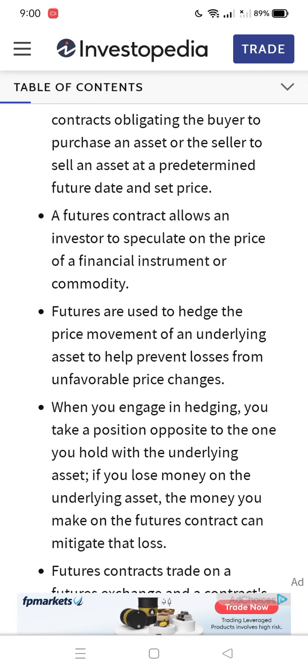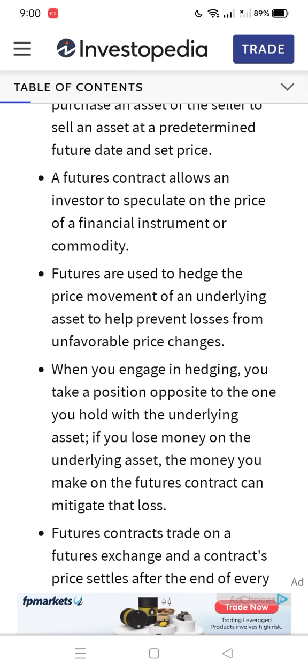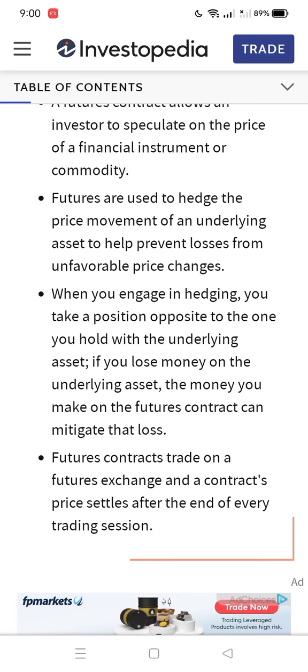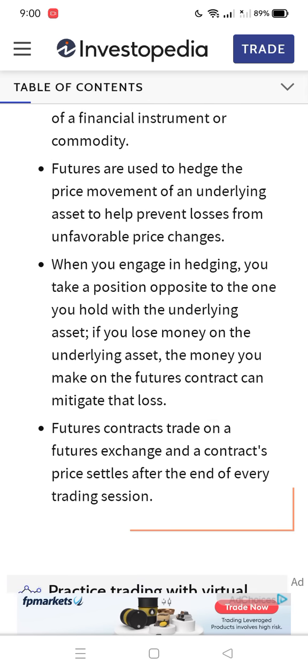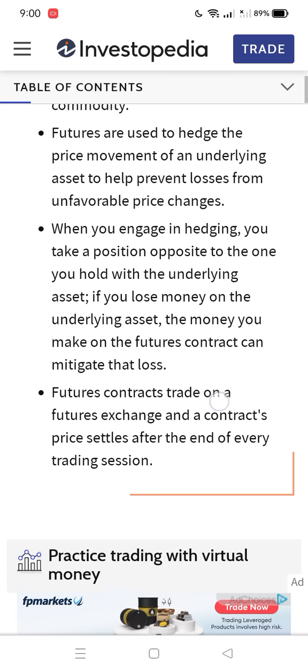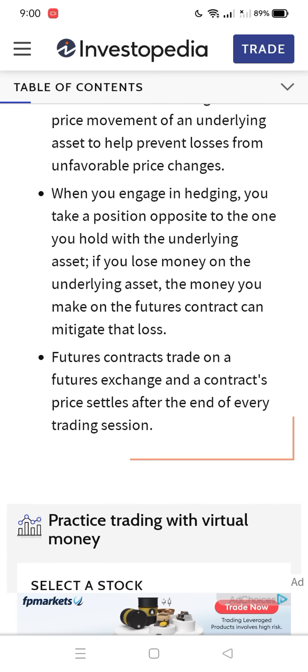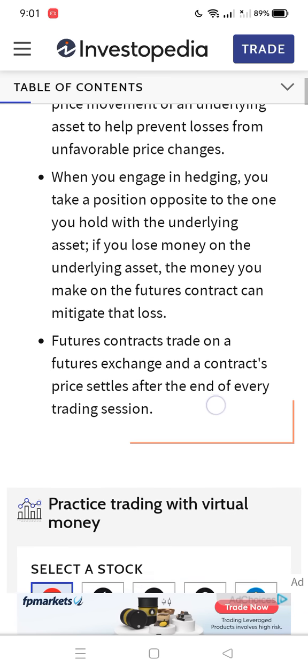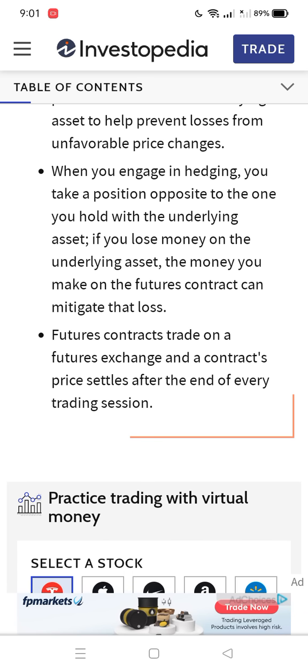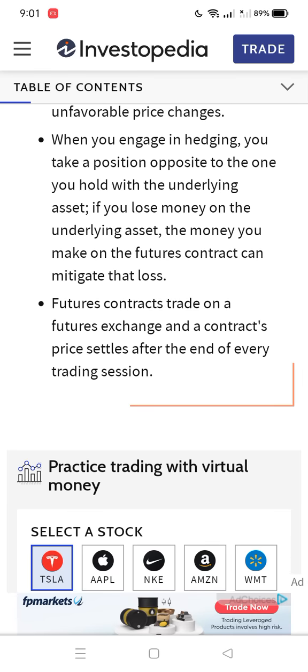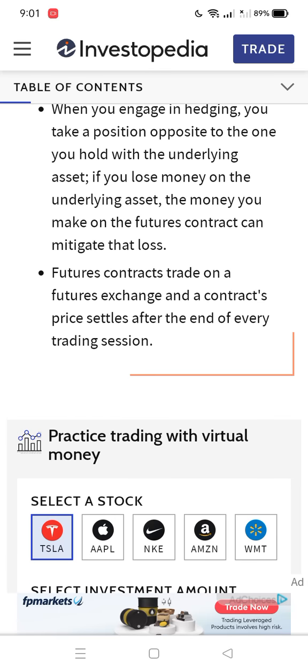A futures contract allows an investor to speculate on the price of a financial instrument or commodity. Futures are used to hedge the price movement of an underlying asset to help prevent losses from unfavorable price changes. When you engage in hedging, you take a position opposite to the one you hold with the underlying asset. If you lose money on the underlying asset, the money you make on futures contracts can mitigate that loss.